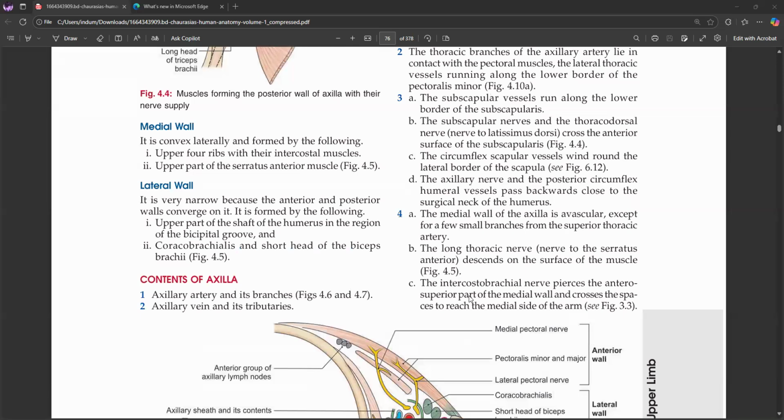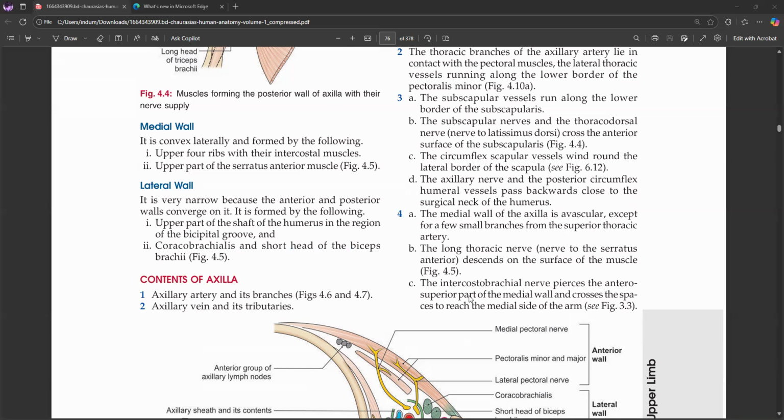Lateral wall. It is very narrow because the anterior and posterior walls converge on it. It is formed by the following: upper part of the shaft of the humerus in the region of the bicipital groove, and coracobrachialis and short head of the biceps brachii, figure 4.5.